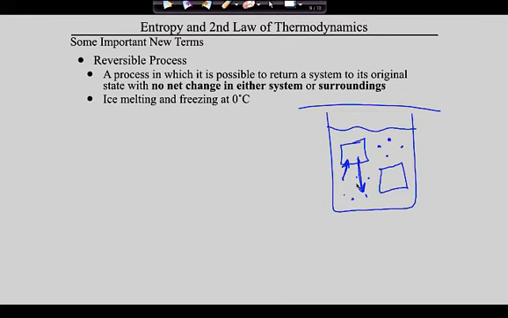And guys, you may have seen it come up on the board because it clicked too fast. What do we call that condition? Equilibrium. Guys, this is a system at equilibrium. So systems at equilibrium are reversible. You okay with that?